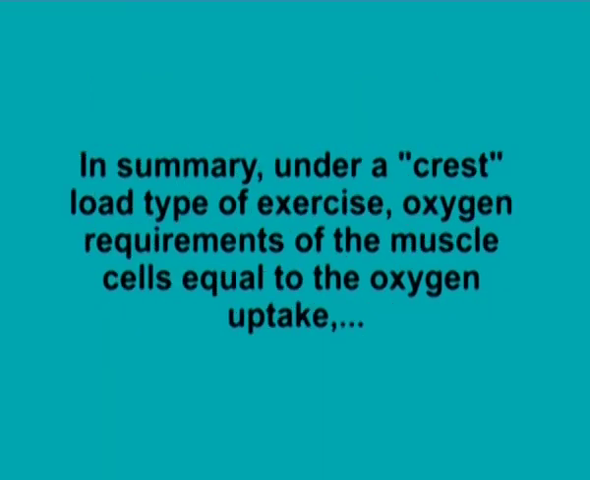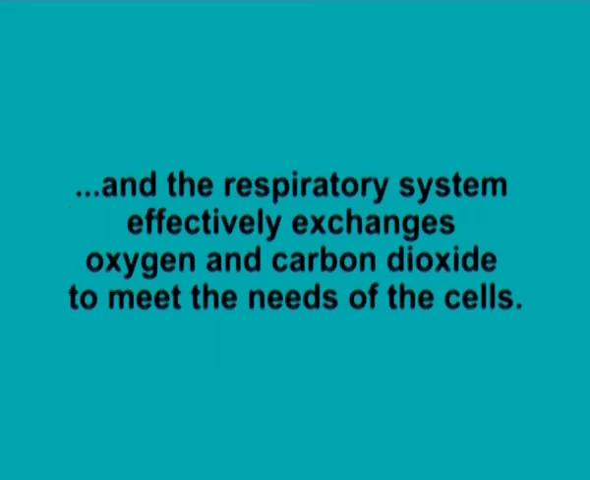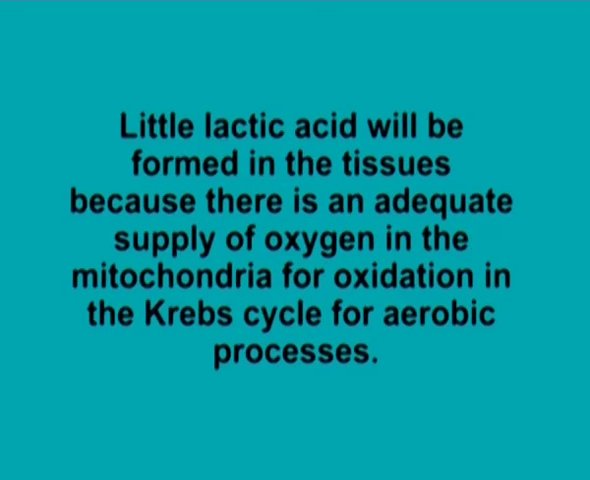In summary, under a crest load type of exercise, oxygen requirements of the muscle cells equal the oxygen uptake, and the respiratory system effectively exchanges oxygen and carbon dioxide to meet the needs of the cell. Little lactic acid will be formed in the tissues because there is an adequate supply of oxygen in the mitochondria for oxidation in the Krebs cycle for aerobic processes.